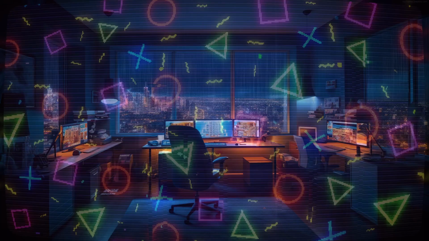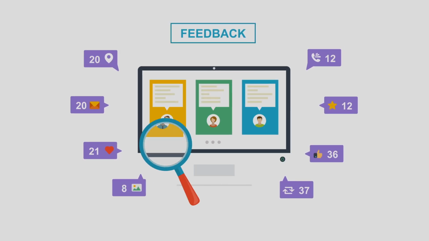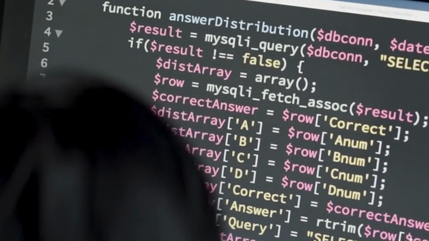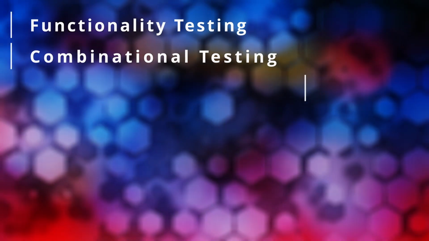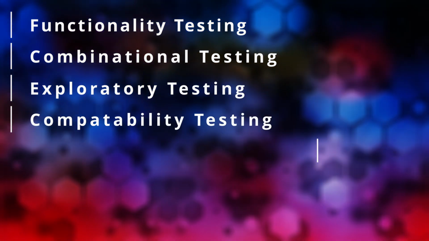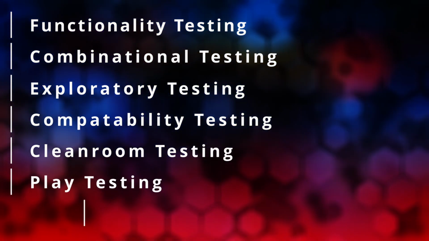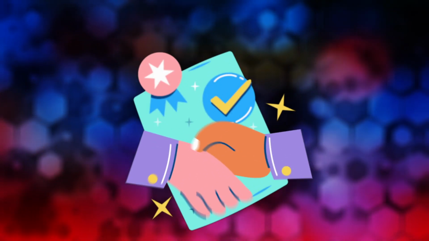Game testing is a continuous loop where testers and users provide feedback, and the dev team performs the changes accordingly. There are 7 different types of testing in the gaming industry. Starting off, it's functionality testing, combinational testing, exploratory testing, compatibility testing, clean room testing, play testing, and regression testing. Game testing forms the backbone of quality control for any game.